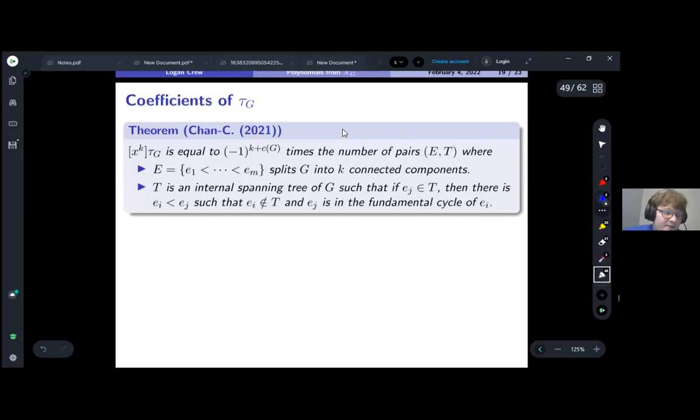What we discovered, Chan and I, is that there's a couple of ways you can interpret these coefficients of the tree polynomial. One way you could choose to do it is to count the number of pairs e, t, where e is any set of edges, which we will label e1 up through em for some m, that is a k cut set. So this is where the actual k comes in: how many components the edge set splits us into. And T is an internal spanning tree of G, so that for every edge in our tree that is one of the edges from our chosen set, there is some smaller edge that is not in the tree, and such that ej is in its fundamental cycle.